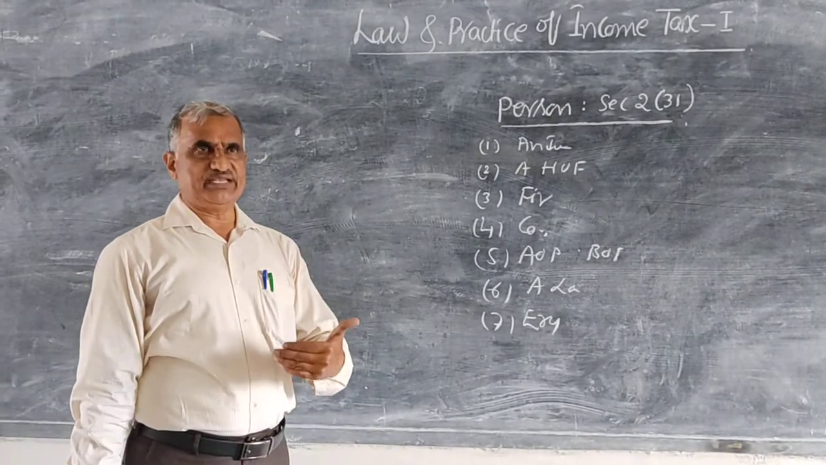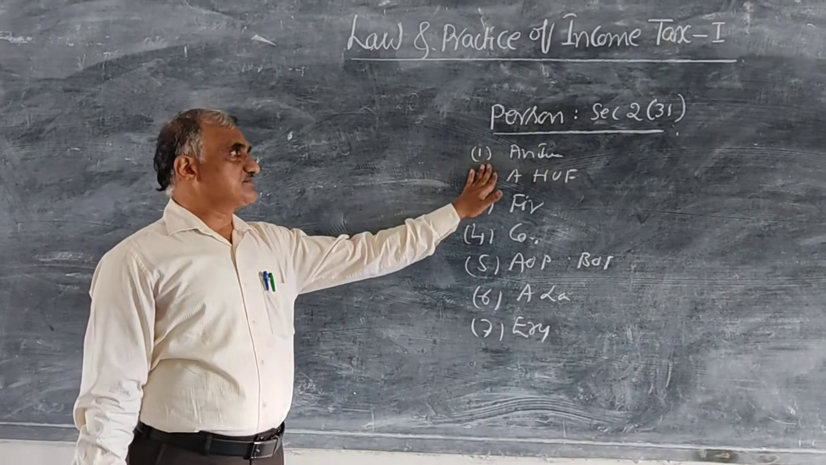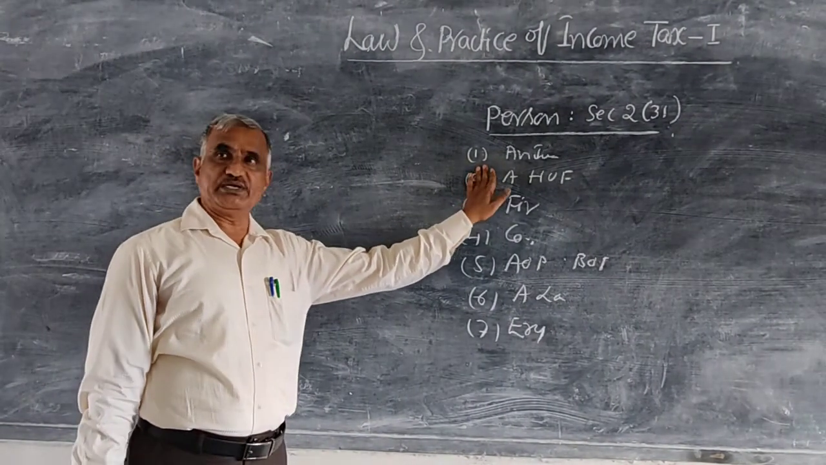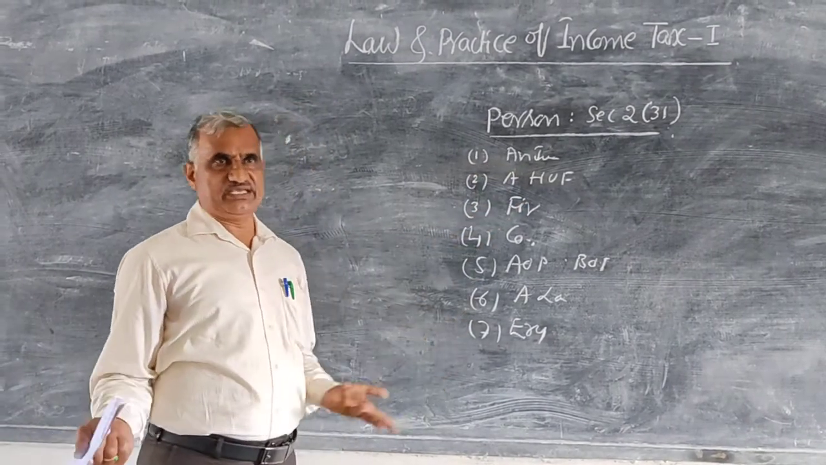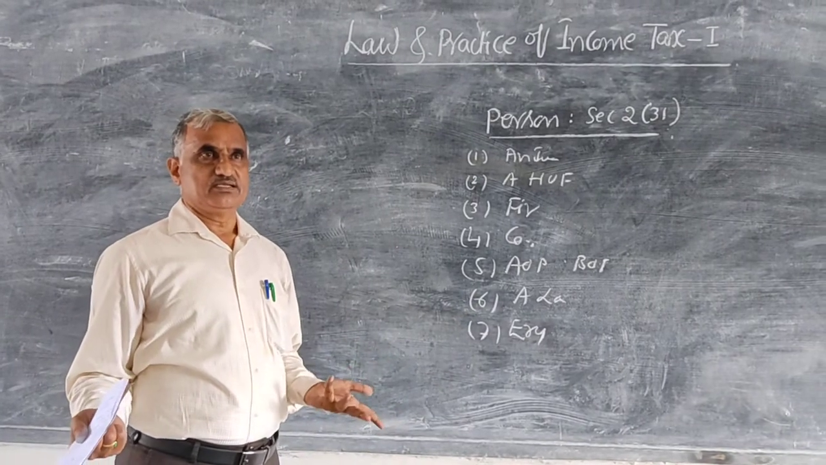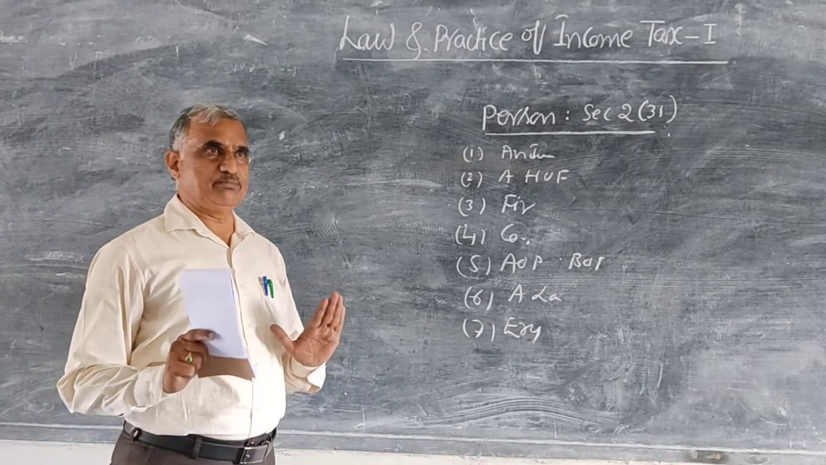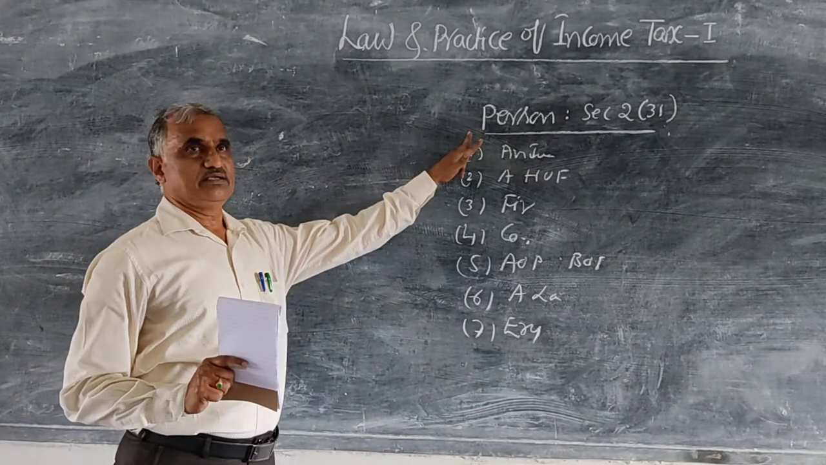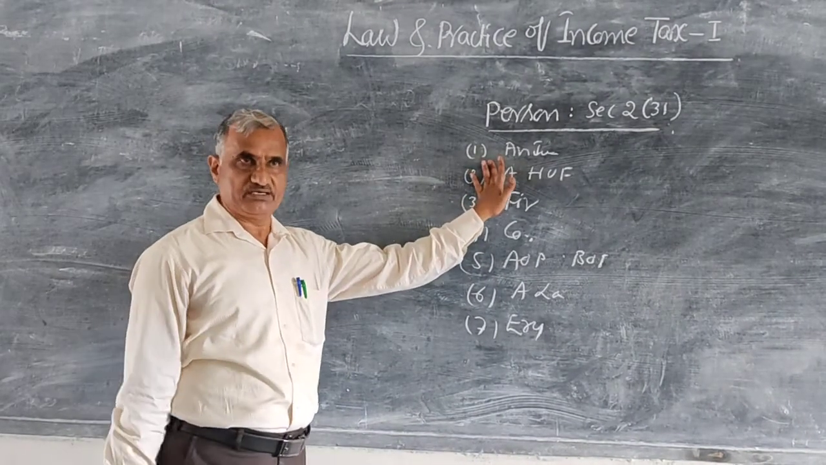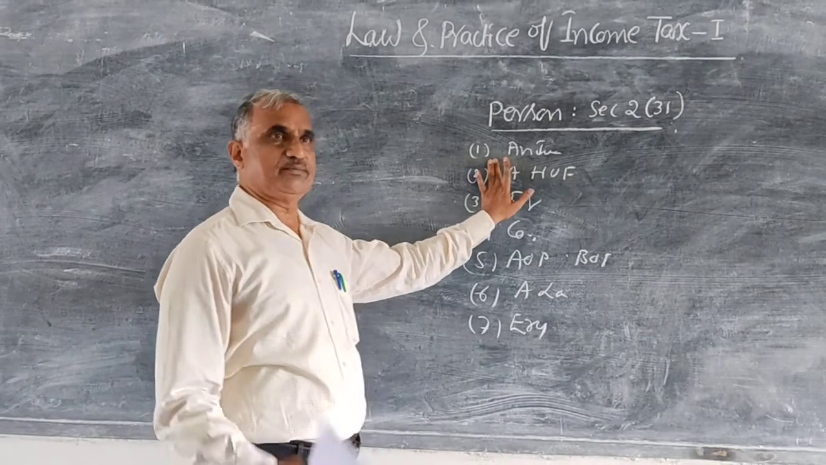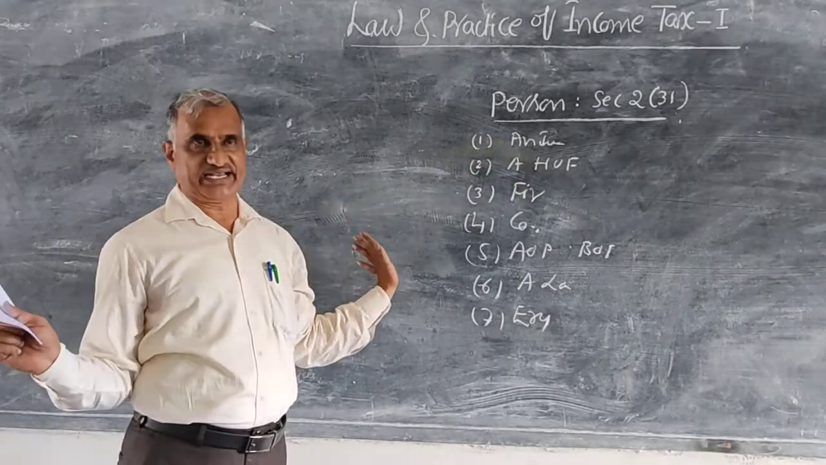Let us have a brief explanation about these entities. So first one, according to section 2(31), an individual is a person. Who is an individual? Every human being, whether male or female, minor or major, whoever he or she may be, every human being is called a person according to section 2(31). So every individual or human being, if his or her total income exceeds the basic exemption limit during the previous year, should pay income tax.